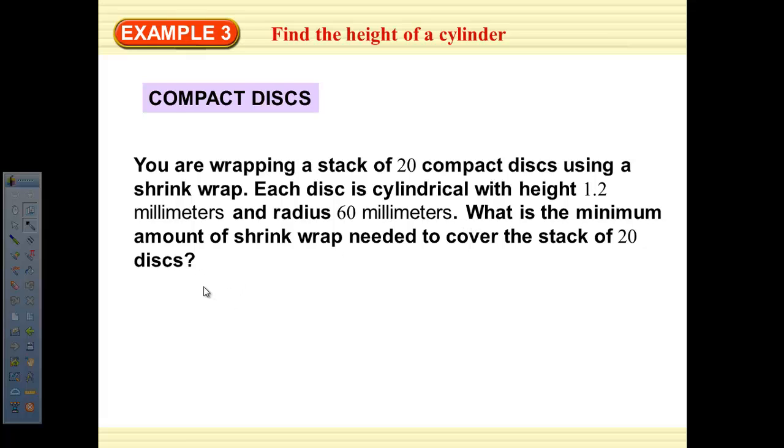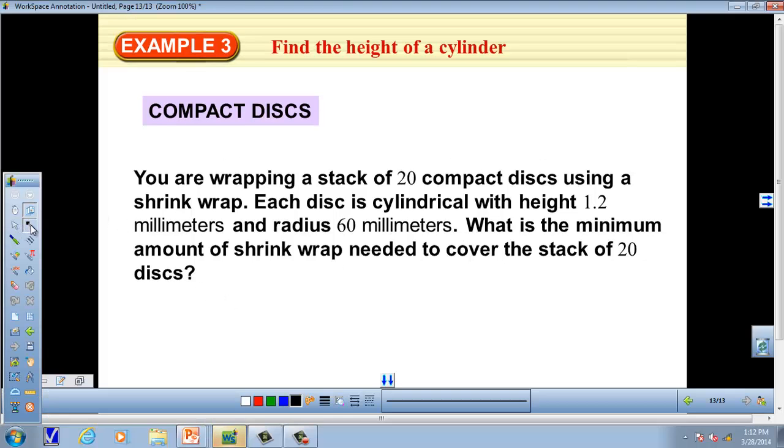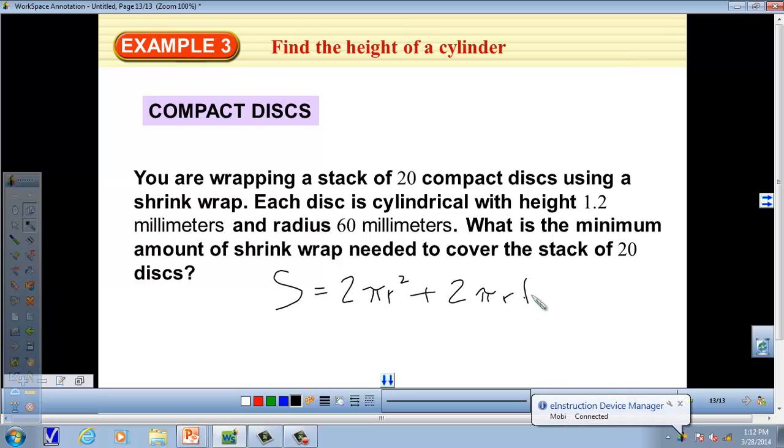So in order to figure this out, the formula for surface area for a cylinder is 2 pi r squared plus 2 pi r h, and if you look, all we really need to do is find the radius and the height. And the radius is given to us. The radius is 60 millimeters.